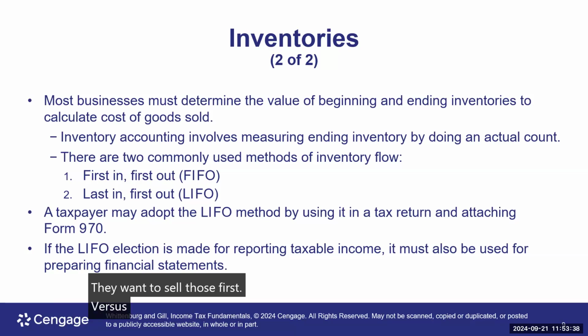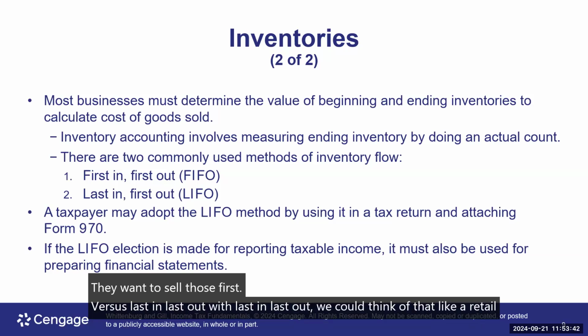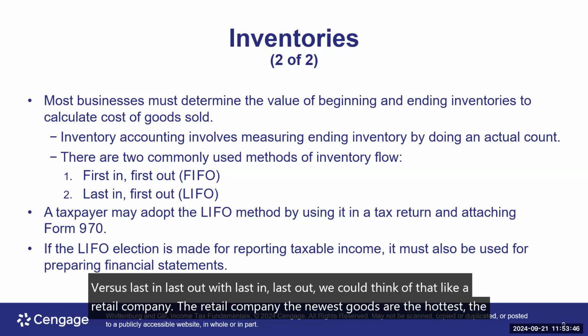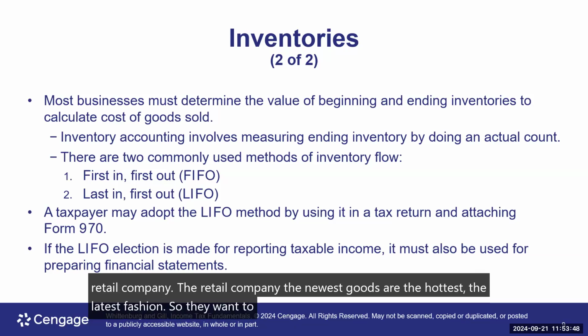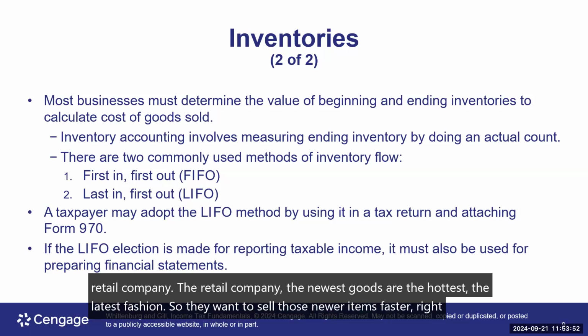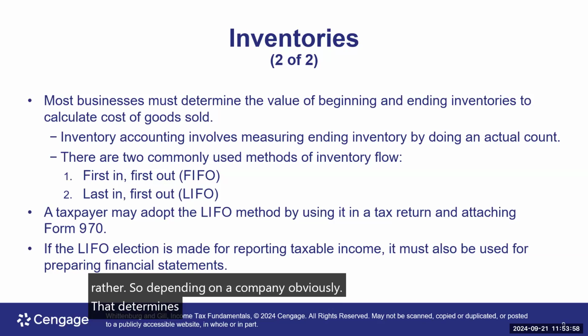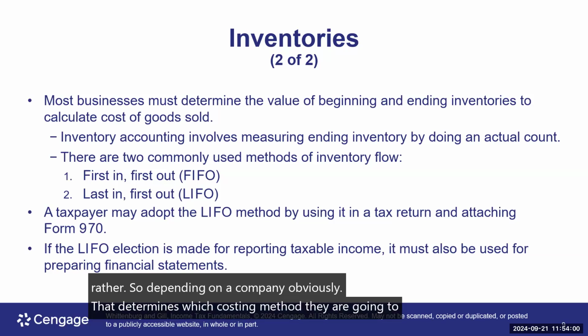With last in, first out, we could think of that like a retail company. For a retail company, the newest goods are the hottest, the latest fashion. So they want to sell those newer items faster, right? Or first, rather. So depending on the company, obviously, that determines which costing method they are going to use to determine the flow of inventory.